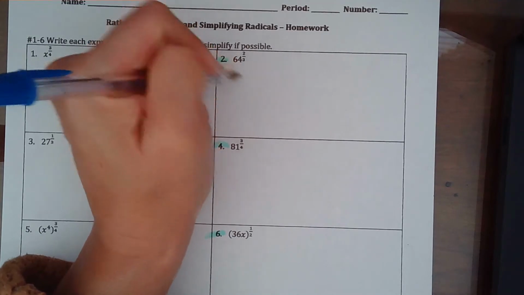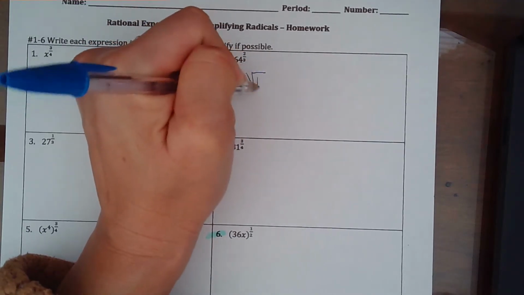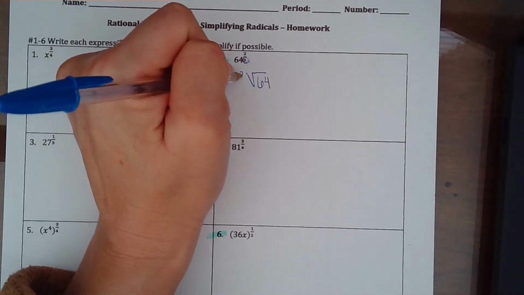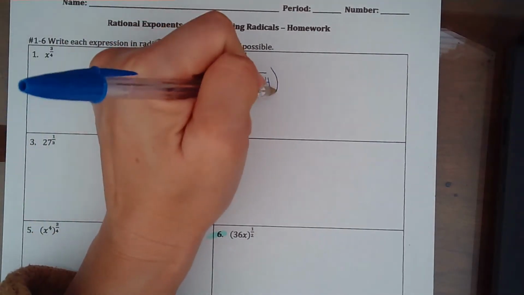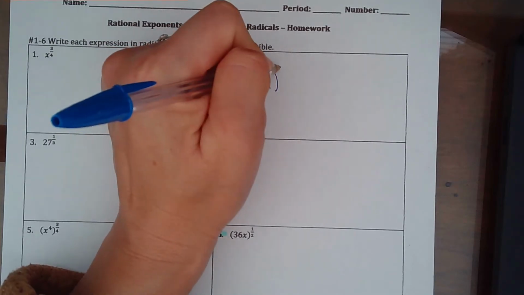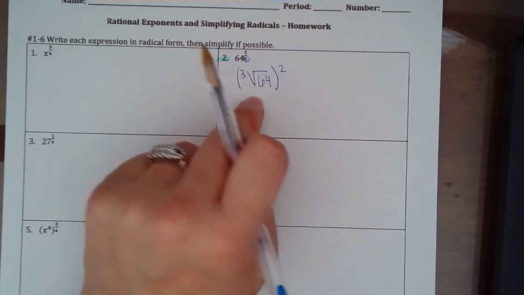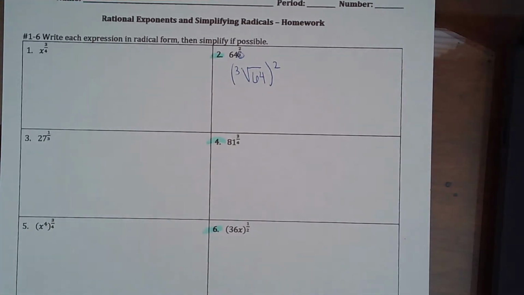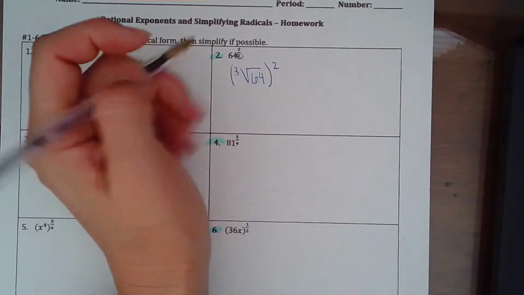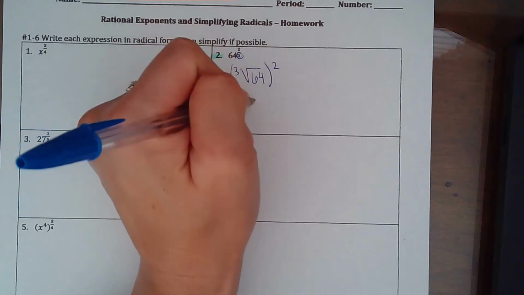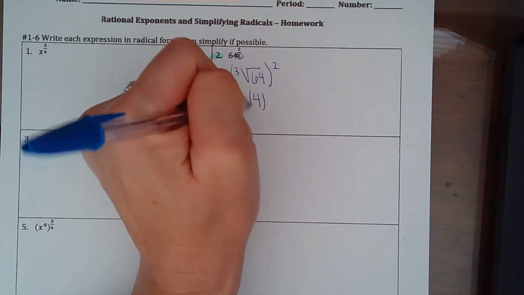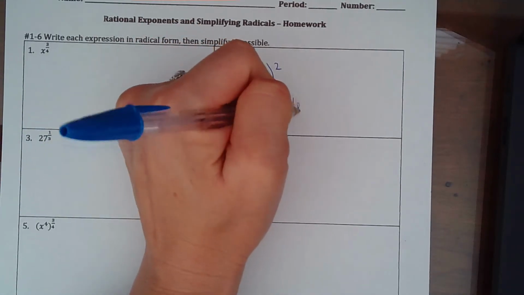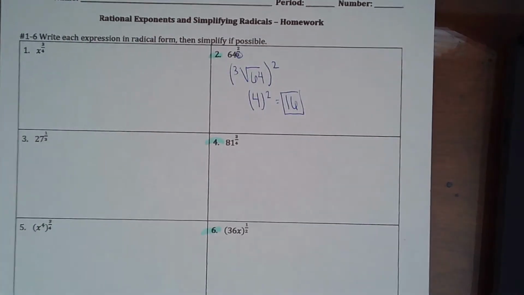So remember that we would do 64 inside the radical, and whatever your base is, in this case 3. And then we would square it if possible. So when I think of the cube root of 64, I actually know that is 4. 4 times 4 times 4 is 64. So the cube root of 64 would be 4. And then remember that I have to square that. So my answer would be 16.